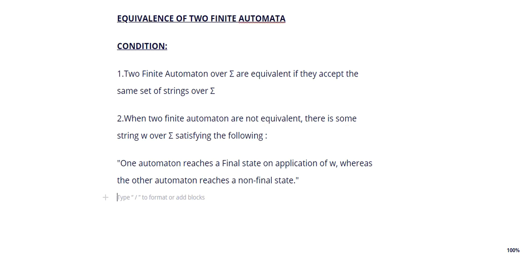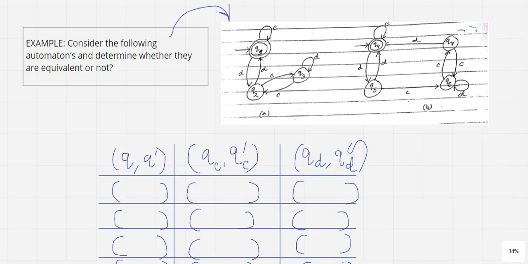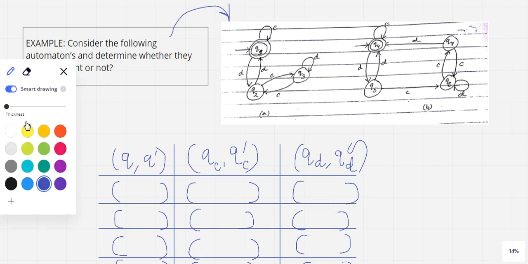Let me get back to an example. I have an example where A and B are two automata, and I have to consider the following automata to determine whether they are equivalent or not. Firstly, I need to find a pair. A pair comprises the first set, the state of the first machine, and the second set, the state of the second machine.